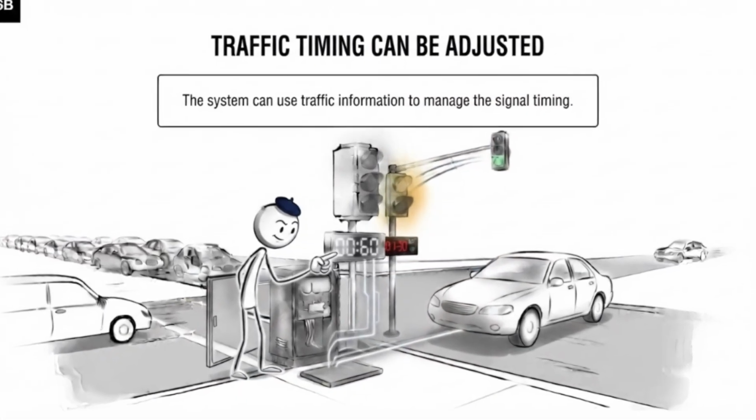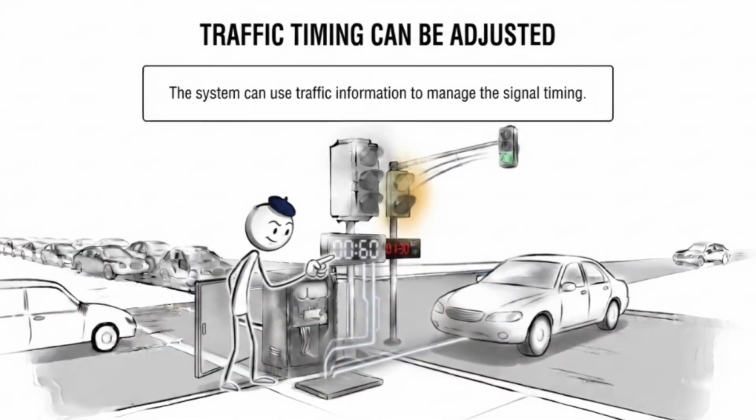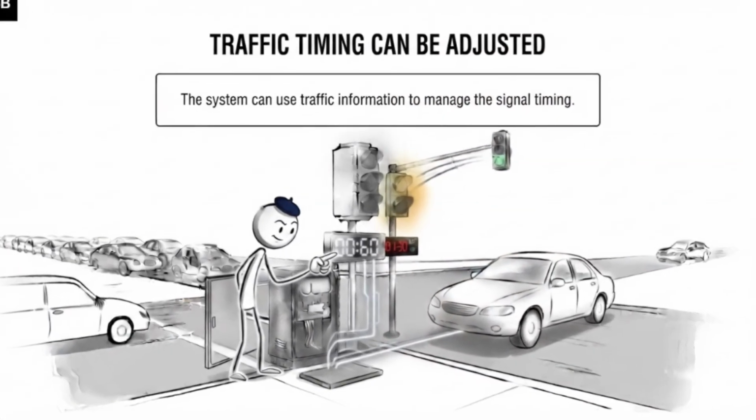Some traffic lights use a simple fixed schedule. In this type of system, the controller is programmed with specific time periods.